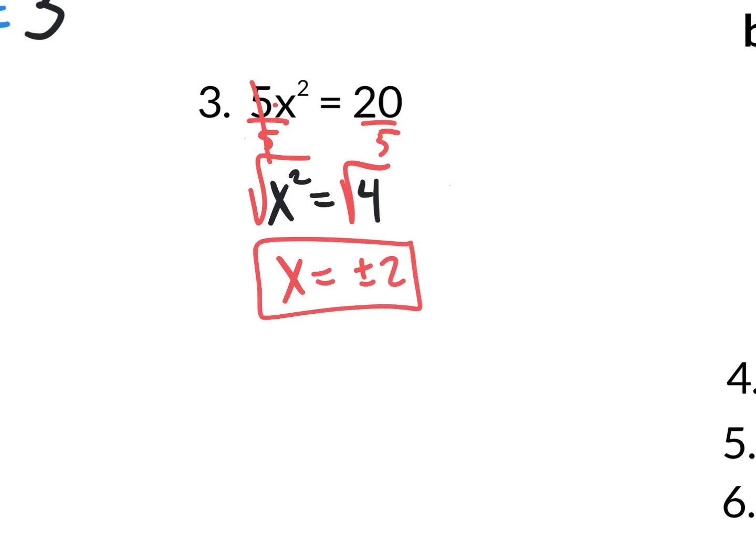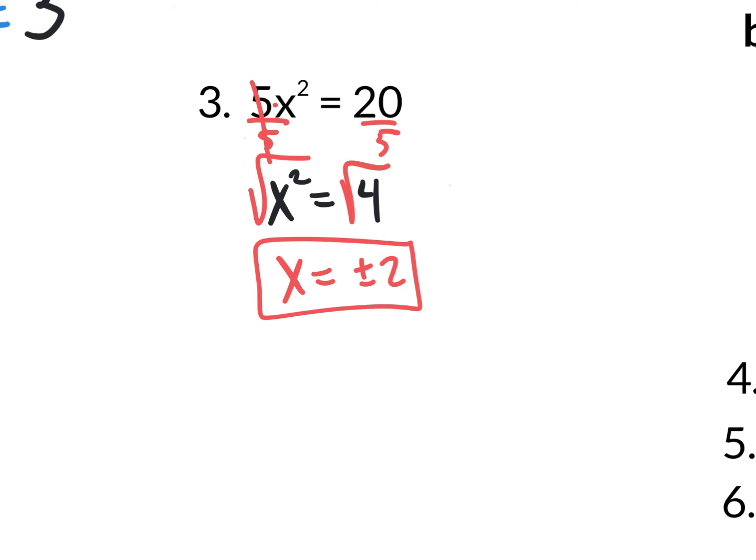Easy peasy. Okay. Again, I forgot to mention this in the previous 2 examples. Only try to isolate x and get rid of the square by applying a square root if you have no other x's. If you do have other x's, you're going to have to set it equal to 0 and either factor, split, and solve, or use the quadratic formula to solve.